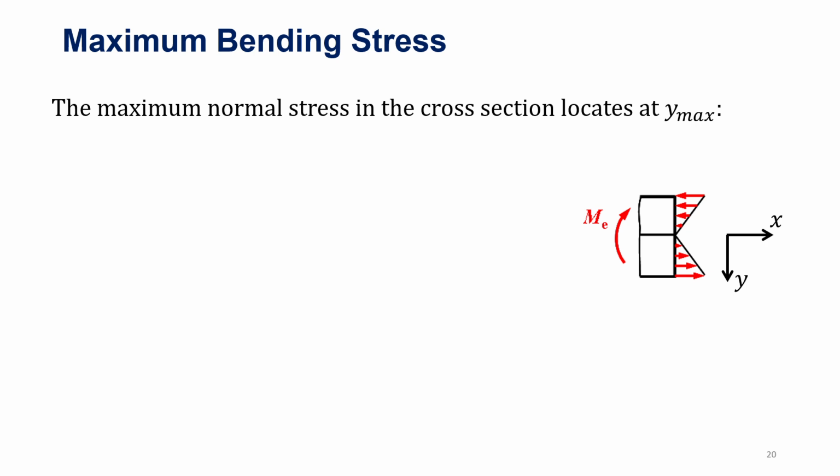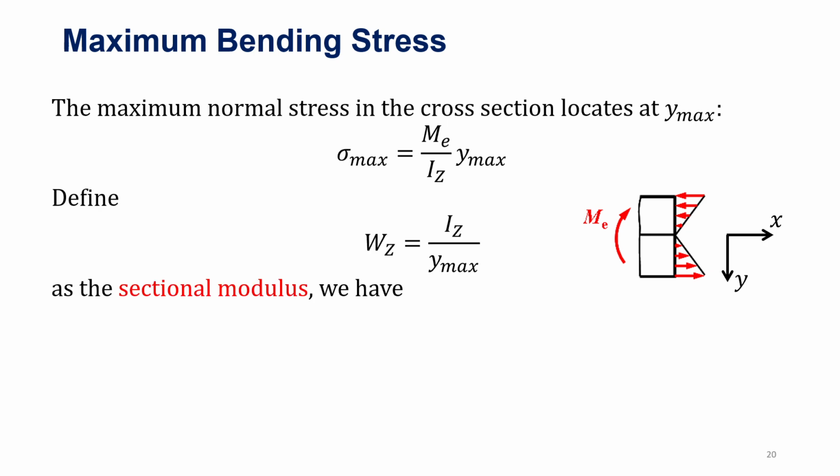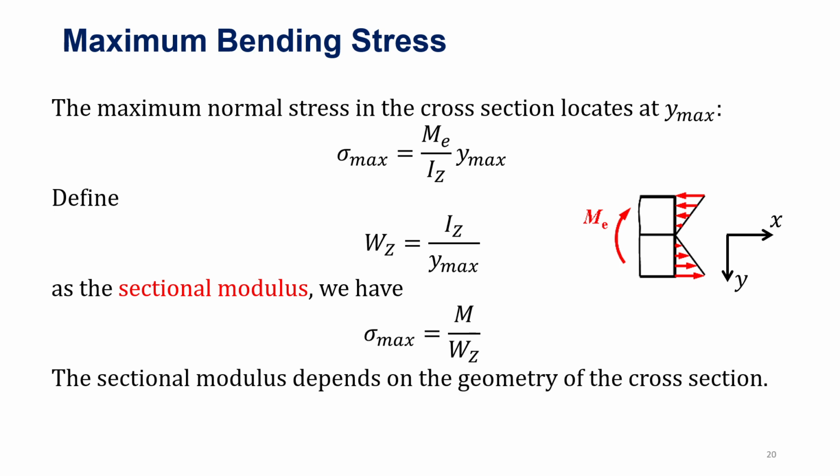So what about the maximum bending stress in the cross section? Again, the maximum normal stress in the cross section is located at y max, which is the maximum value of y. It can be expressed like this. Let's define Wz, which is Iz over y max. This is defined as the sectional modulus. Then we will have the following equation: sigma max equals M over Wz.